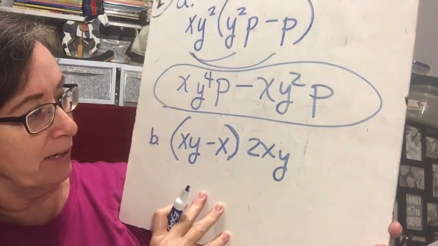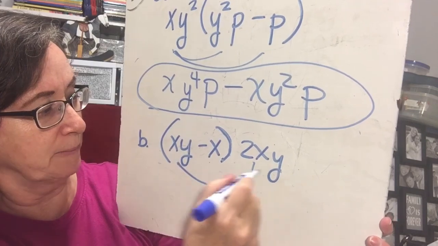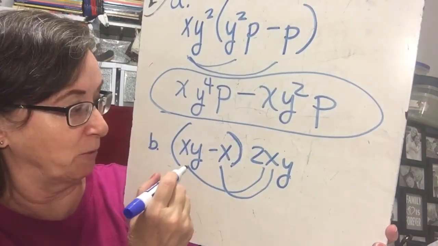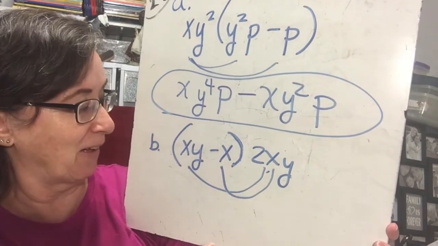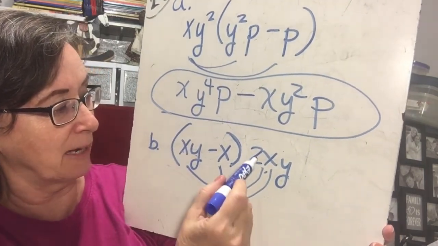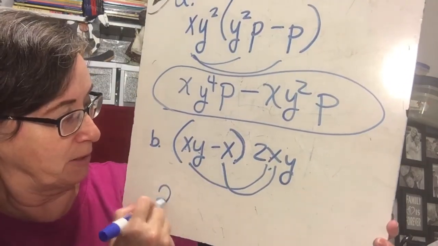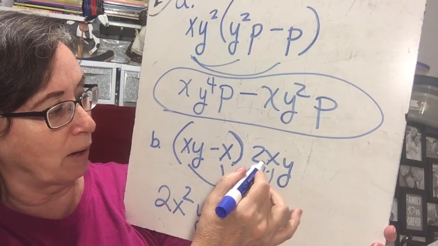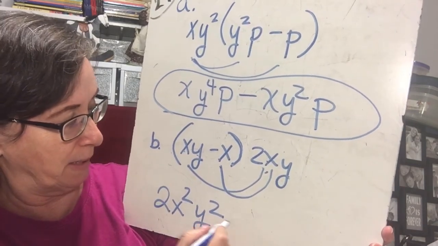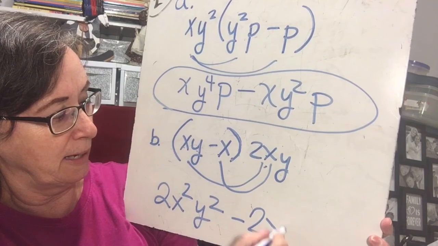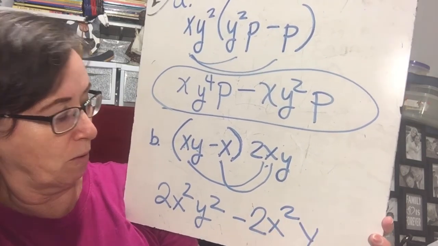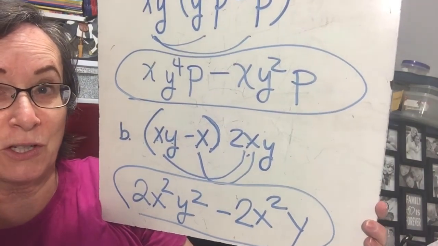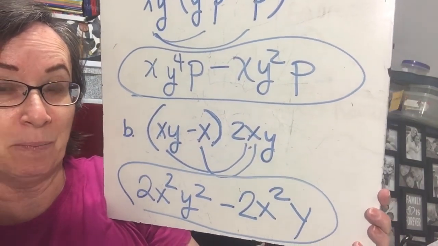Okay, down here, we're going to go this way. And does it really matter if you went this way? No, not at all. So xy times 2xy is going to be 2x squared y squared. And then the negative y times the 2xy is going to be minus 2x squared y. And that's it. So those are your first 2 practice problems, A and B.